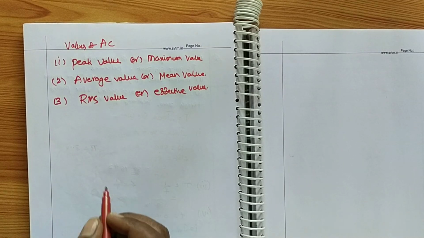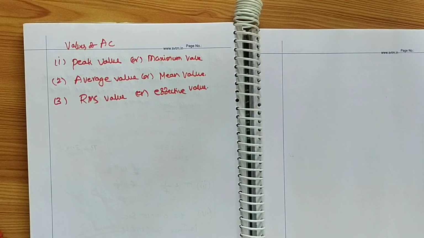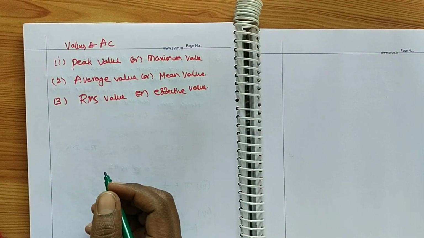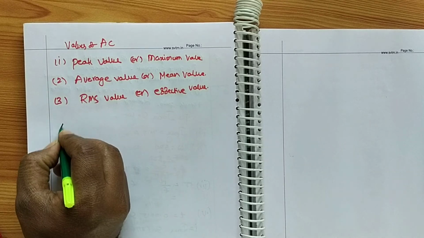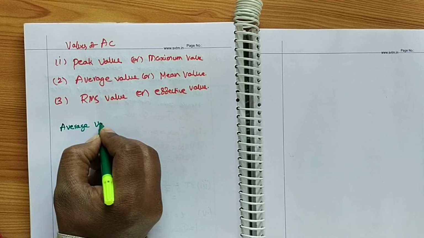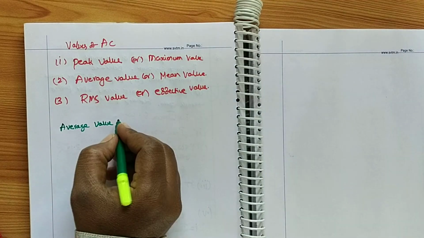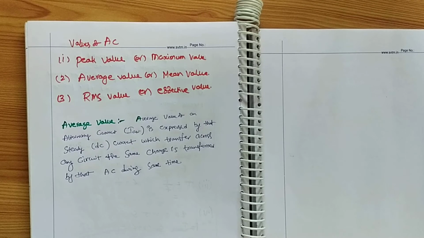The average value of an alternating quantity, I average, is expressed by the steady current which transfers across any circuit the same charge as is transferred by that alternating current during the same time. It is known as the average value definition.